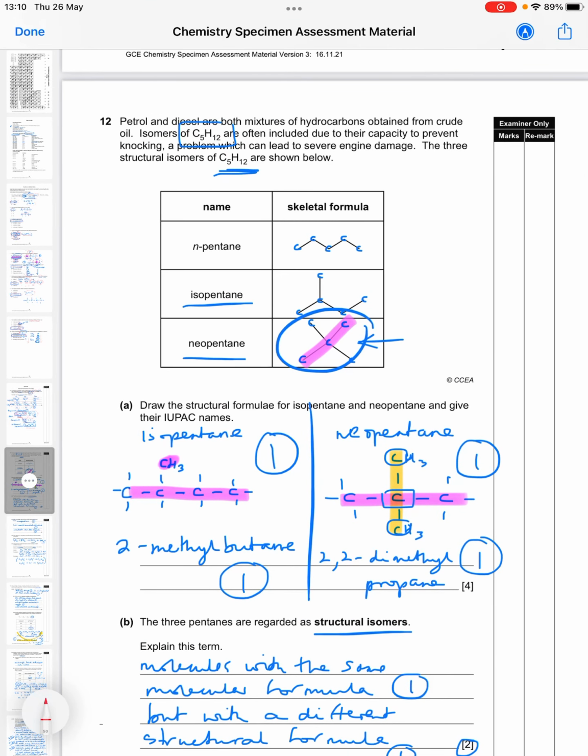Question 12. Petrol and diesel are both mixtures of hydrocarbons obtained from crude oil. The isomers of C5H12, which is pentane, are often included due to their capacity to prevent knocking, a problem which can lead to severe engine damage. The 3 structural isomers of this are shown below. So we've got n-pentane, isopentane and neopentane.